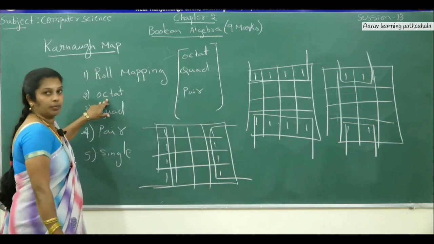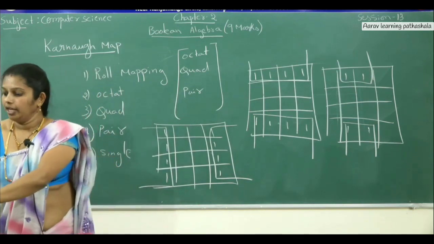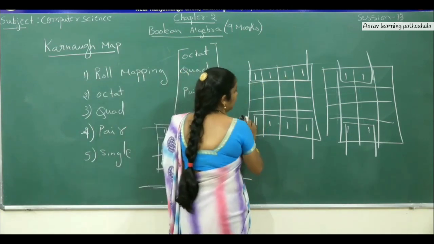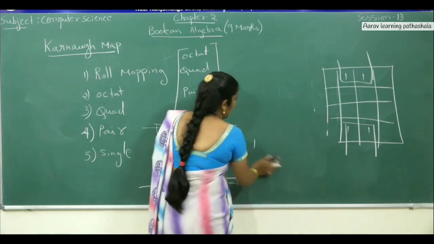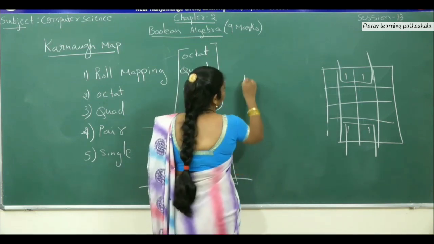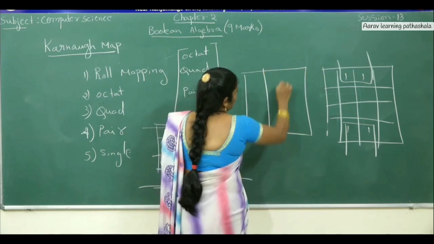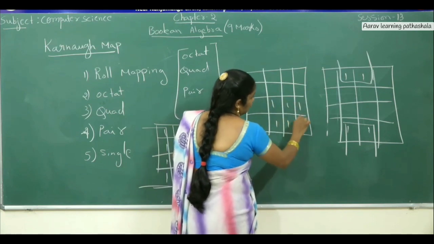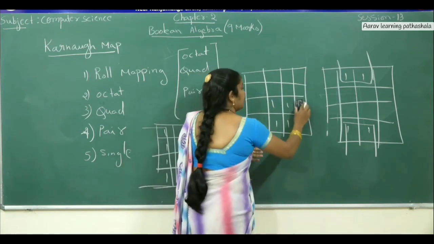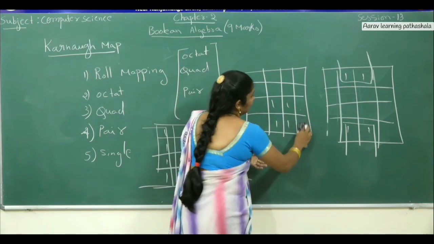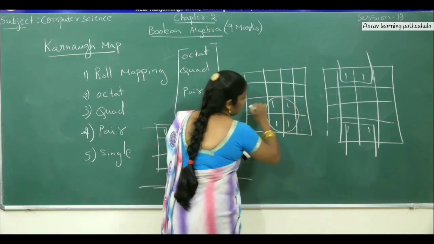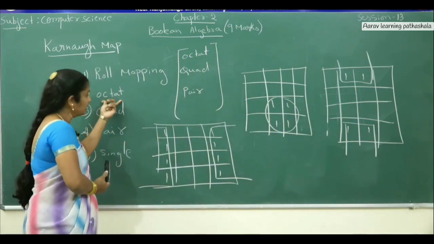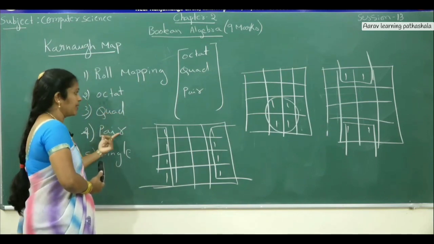Then what do you mean by octal or octet? In octet, 8 adjacent positions have to be combined. For example, consider this K-map. On that, if adjacent 4 ones are matching or combining, then we can say it is a quad. For example, here if I am having 1, here if you are having 1, then we can combine these 4. This is nothing but a quad, 4 variable. Octet means 8 has to be combined, quad means 4 has to be combined.